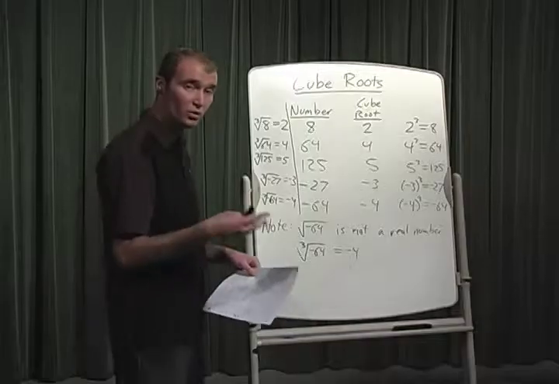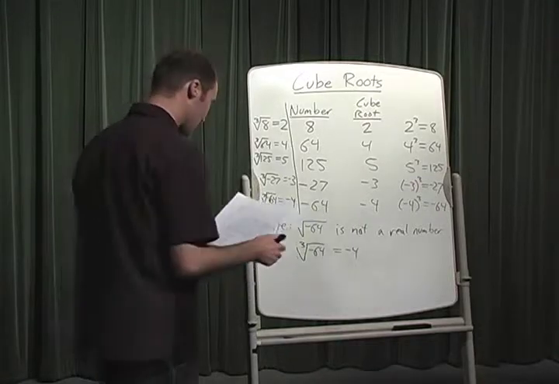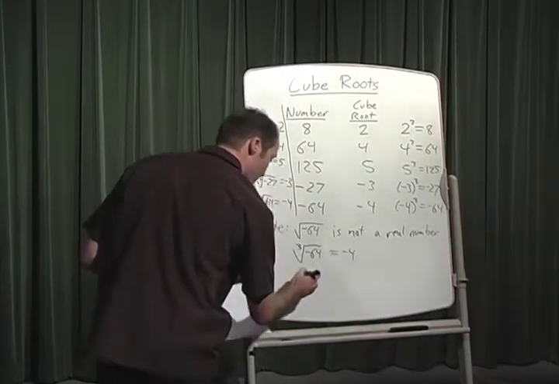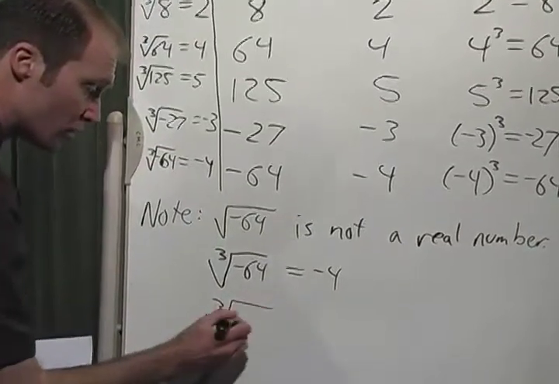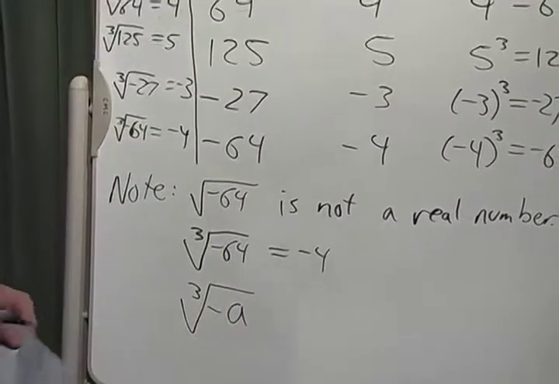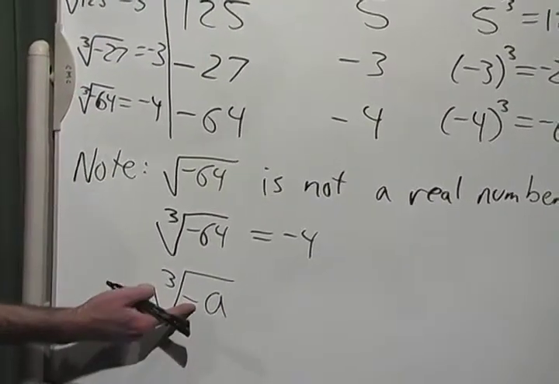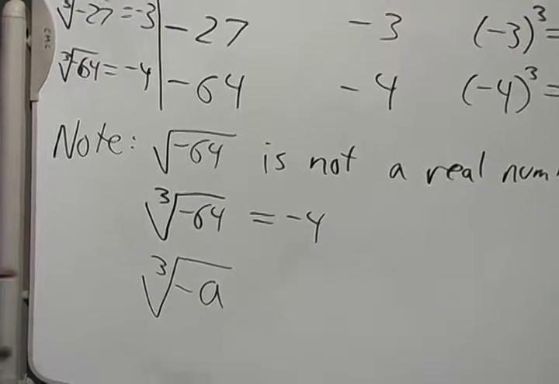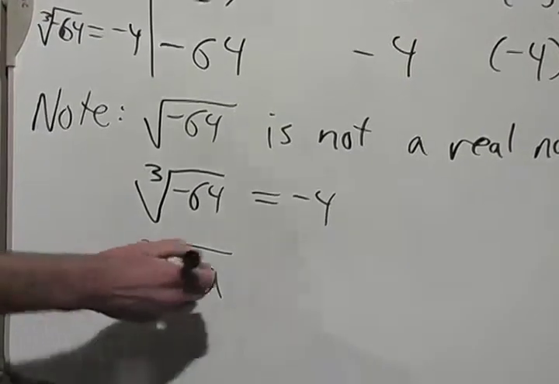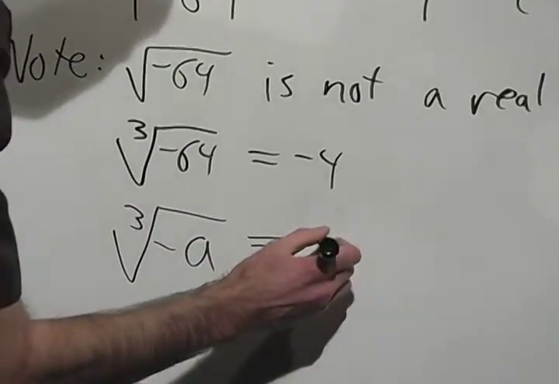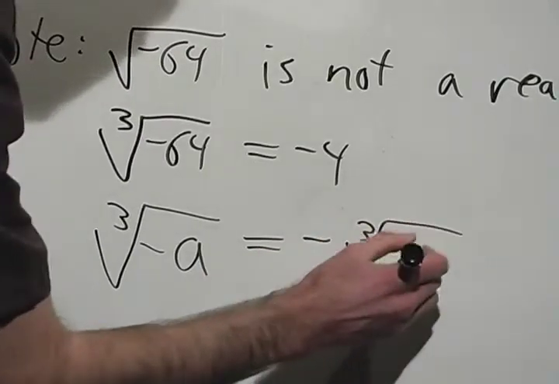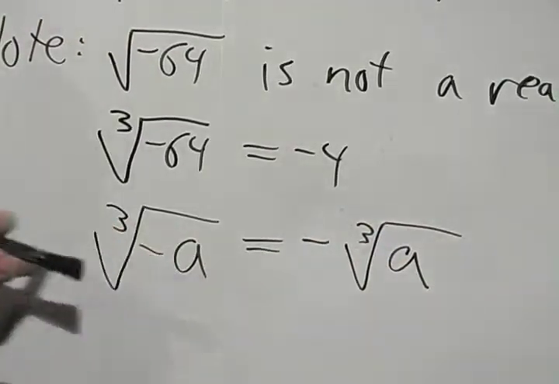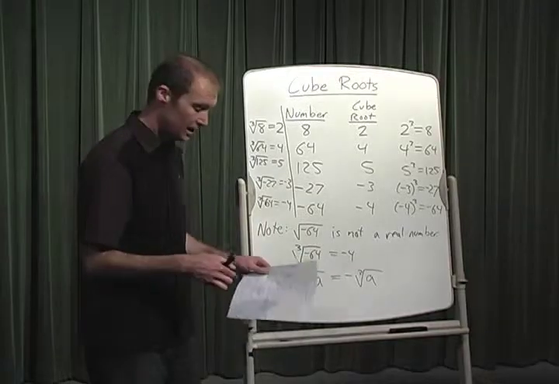In fact, there's a rule that I think will be helpful for you to remember. If I have the cube root of negative a, then I could just bring the negative on the outside. The cube root of negative a is equal to negative cube root of a. I could just bring that negative onto the outside.